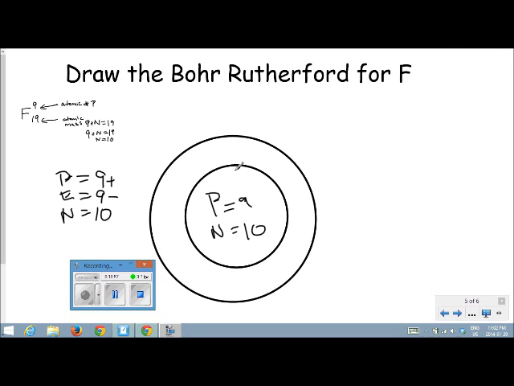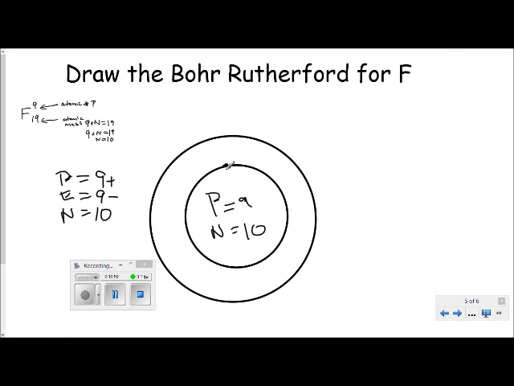So the first shell we know holds 2. I will explain why in a moment. And the next shell holds 8. So the first shell holds 2 E's, or electrons, with a negative charge. That's what that means. The second shell holds 8. The third shell, which we don't show here, also will hold 8.